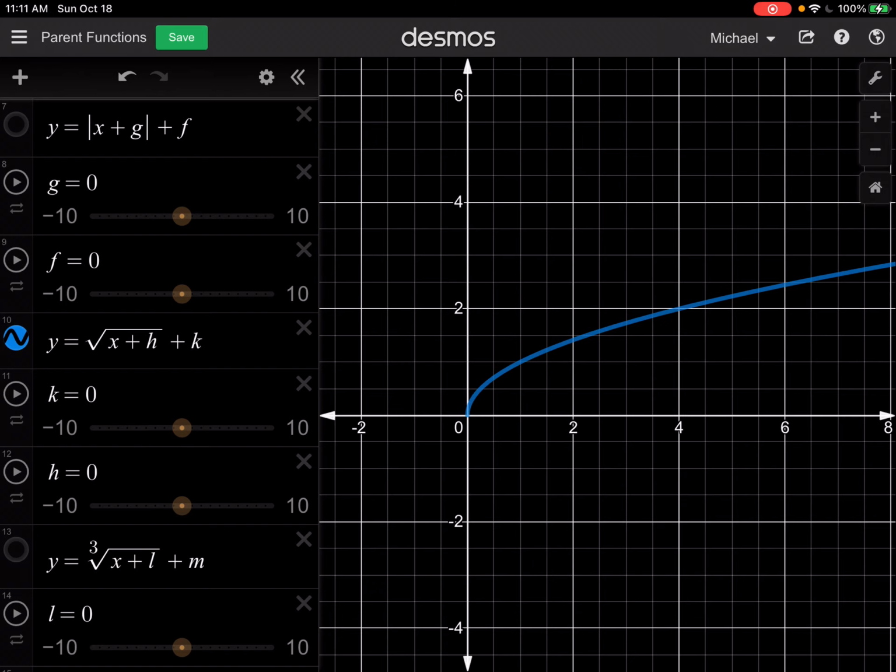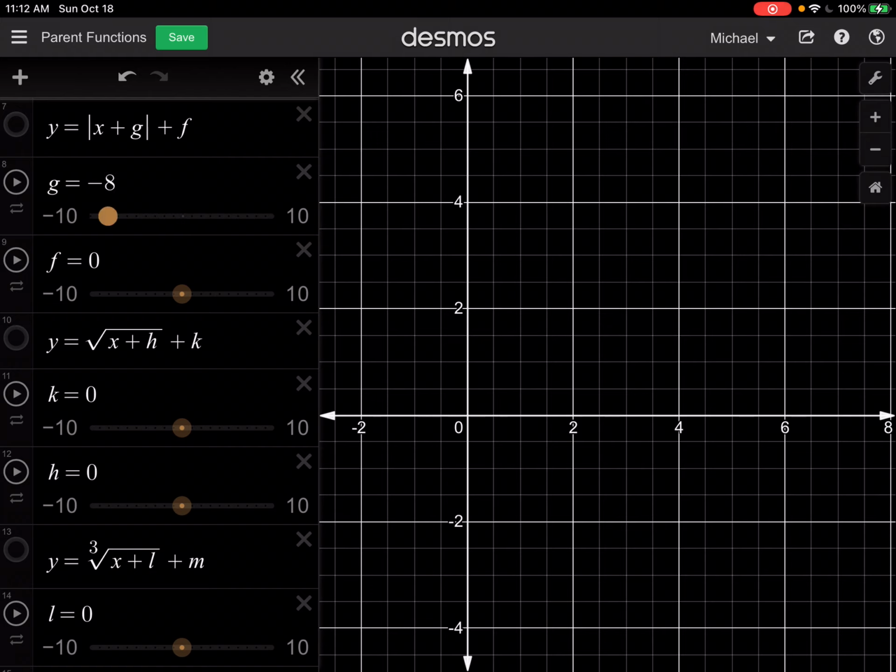So then the question says, well, what if I would have added something on the inside of the square root? If you add something on the inside, you see that it just moves your graph left or right. So inside of your function moves your graph left or right. If it happens on the outside, it's going to move your graph up or down. So that's the square root function.